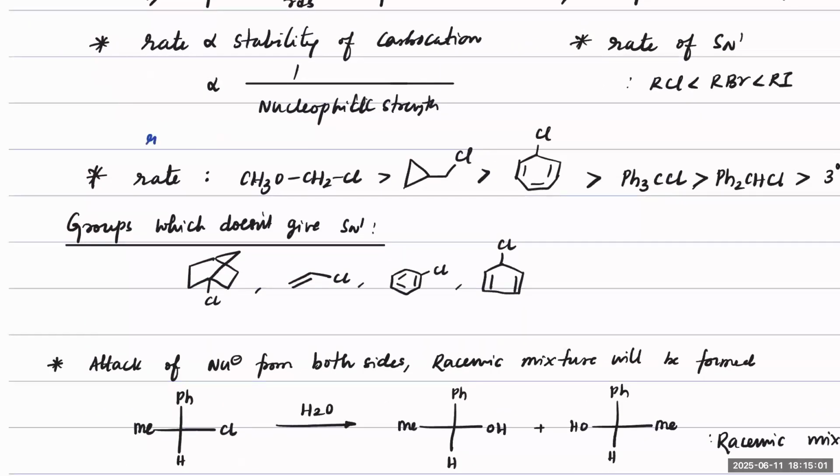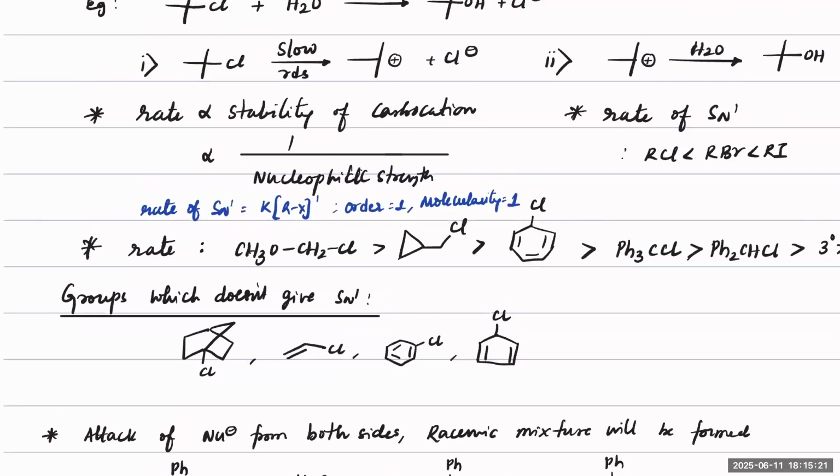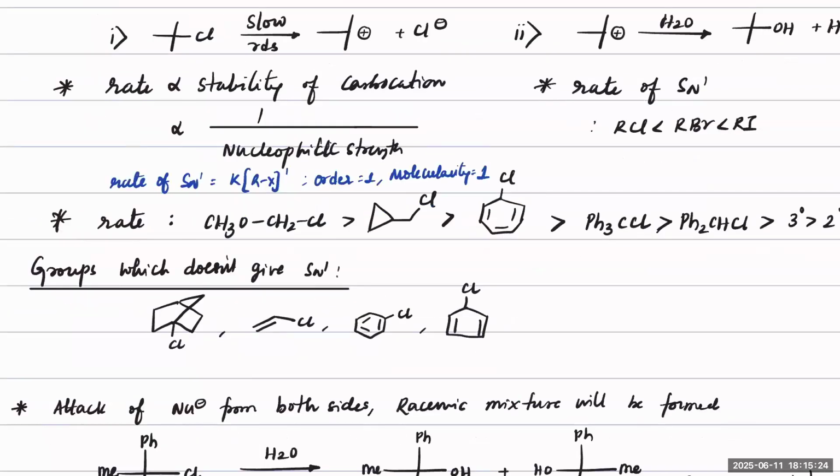The rate of SN1 will be equal to some constant into alkyl halide raised to power of 1. So the order is 1 and molecularity is also 1. There is only one molecule involved in the slow step. And rate of SN1 depends on stability of carbocation. The more stable the carbocation, the more the reaction can happen. Rate is also inversely proportional to nucleophilic strength. The stronger the nucleophile, the lesser the chance to get carbocation and SN1.